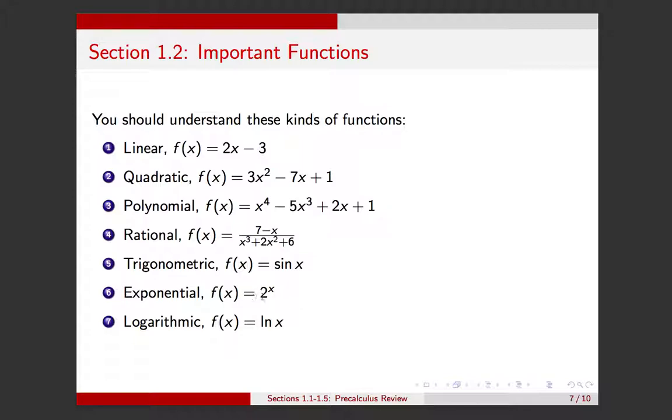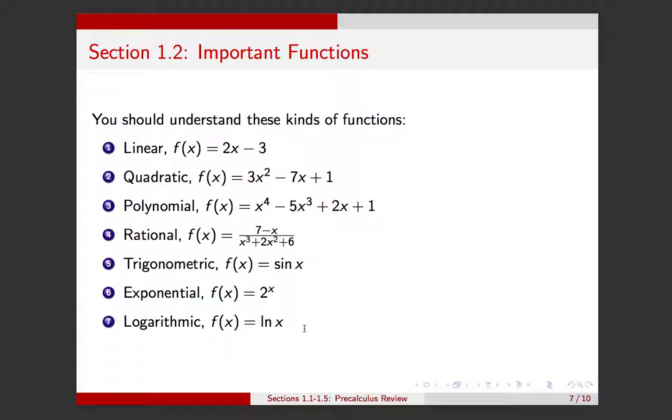Exponential functions, things like 2 to the x, 3 to the x, 4 to the x, e to the x. Functions like that, you need to know what they look like. Like you should be able to graph them, or at least sketch them. And finally, you should know about logs. Right, so there's a natural log function. You should know what, like, log base 10 of x looks like and how to compute log values. So section 1.2 just goes over all of these and points them out.